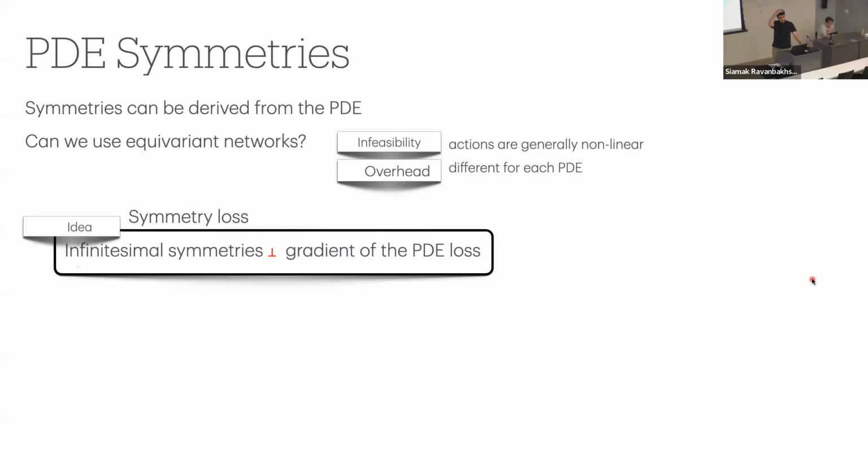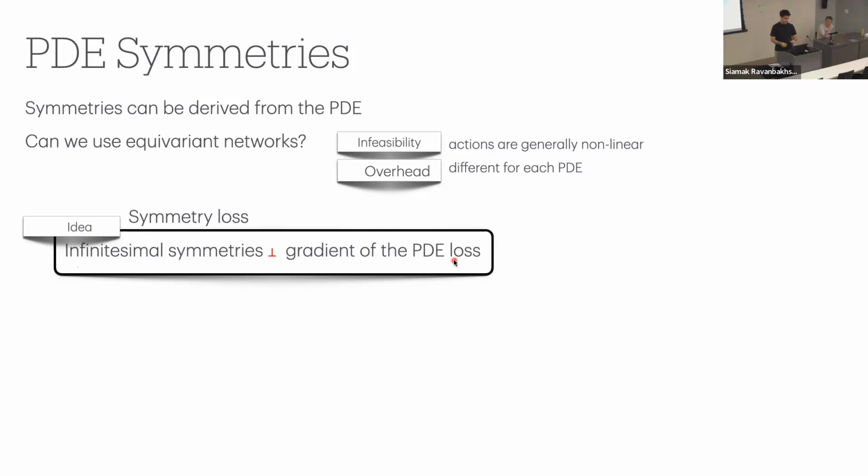So our idea was the following. Instead of using an equivariant network, we can use a loss function to inform the network about these symmetries. What the loss does is say that, because these are continuous symmetries, infinitesimal symmetry transformations around one solution should land you in another solution, right? So it should be orthogonal to the gradient of the PDE loss, meaning that if the loss was 0, you were at a solution. If you do a symmetry transformation, you should stay at a solution.